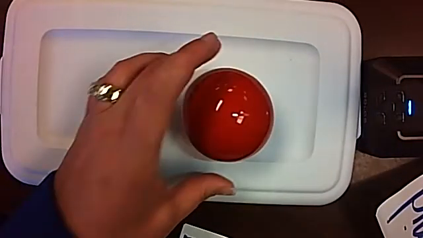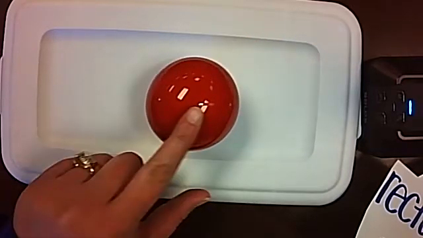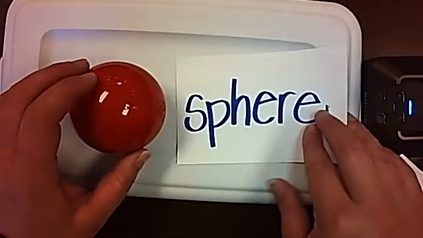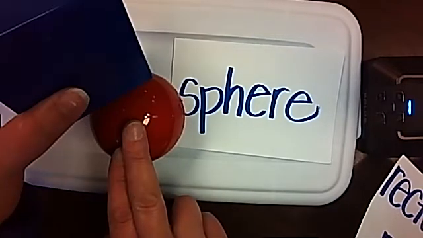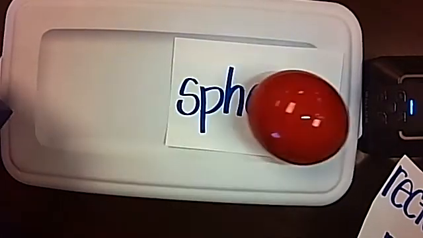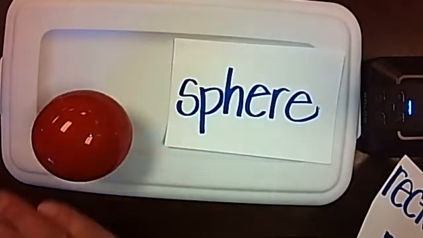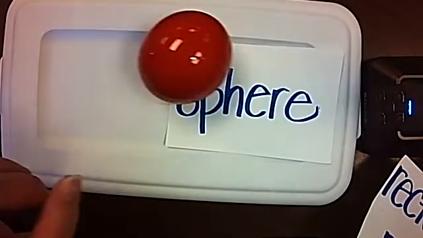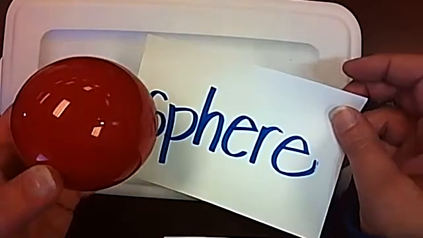The next one that we're going to talk about does not have any vertices or faces. As you can see, it can roll. This one is called a sphere. And that's the difference between a cube and a sphere, a sphere is good at rolling. It has a rounded surface, and that lets it easily roll. A ball is a sphere.